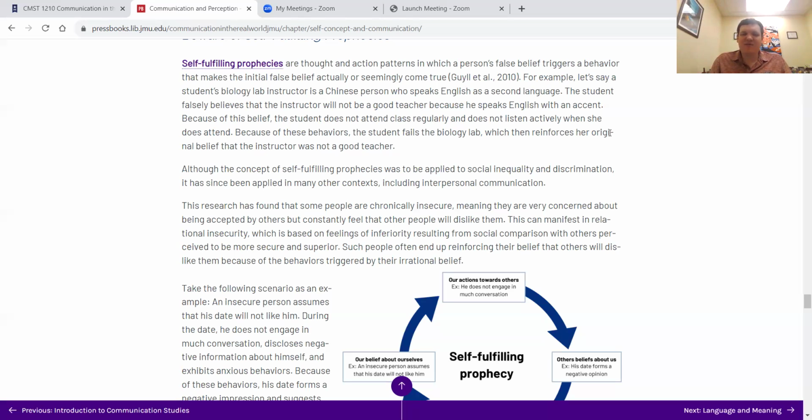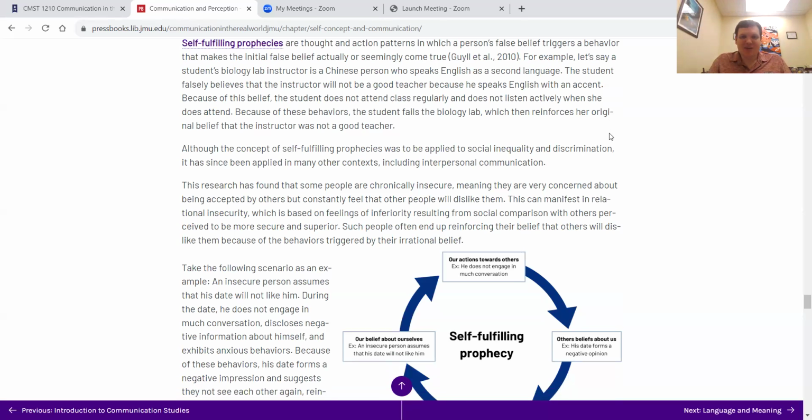Why did this professor make me fail the lab? They weren't a good teacher. Whereas maybe if the student was attending lab regularly, setting away distractions. Sometimes when people speak with an accent, we have to be a little bit more focused, especially if it's an accent we're not familiar with. Everyone speaks with an accent, right? We each have our own accent we speak with. But if it's an accent we're not familiar with, we may have to focus a little bit more and pay attention.